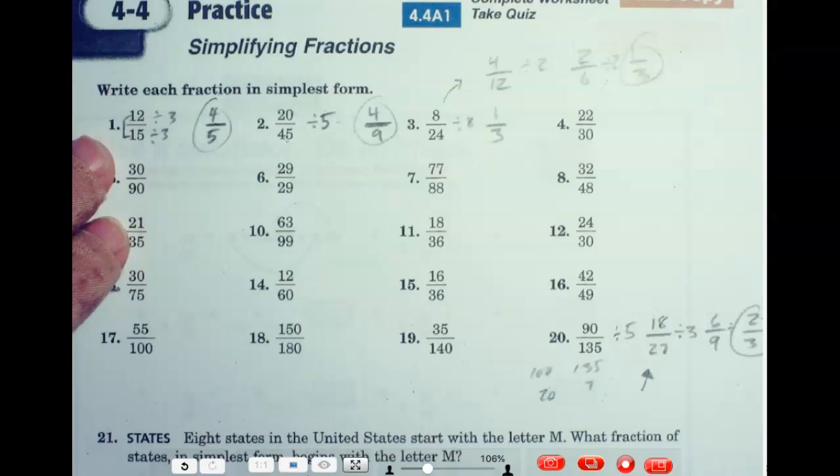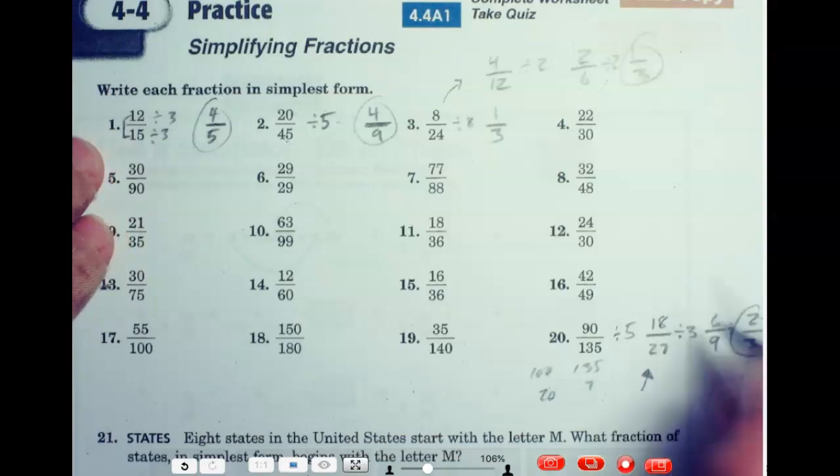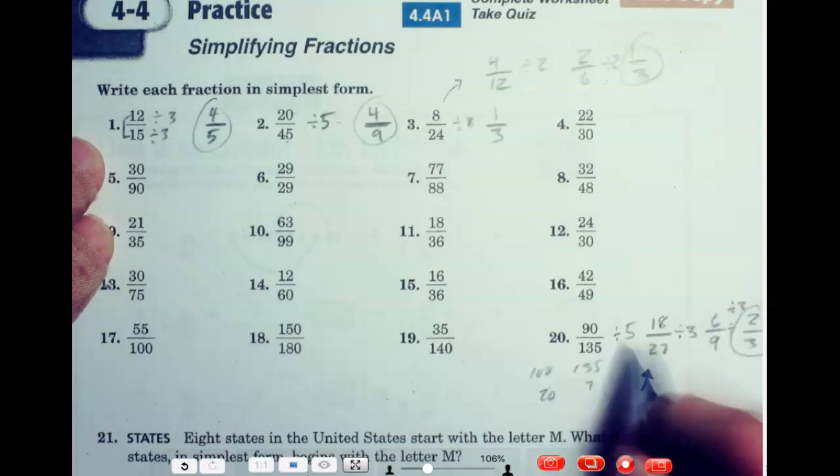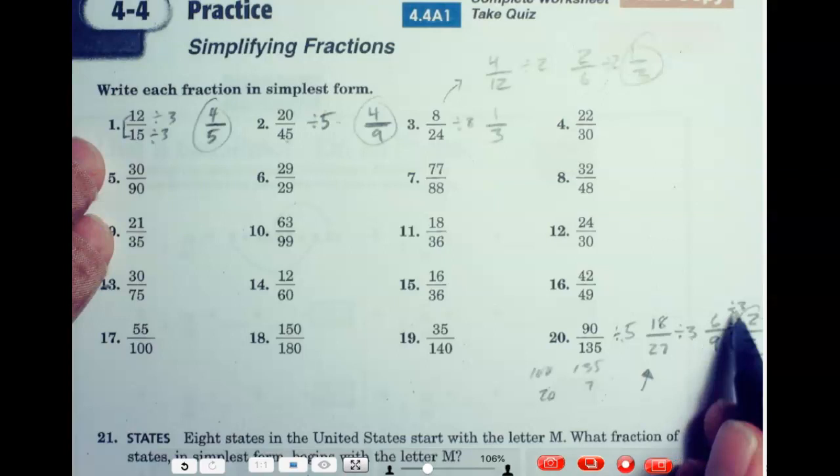Now, let's see what we did. We divided by 5, and then we divided by 5, and then we divided by 3, and then we divided by 3 again.